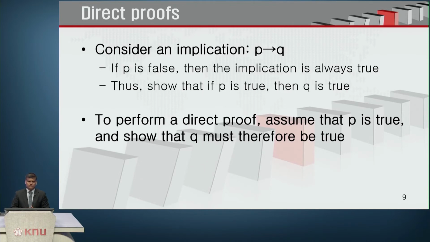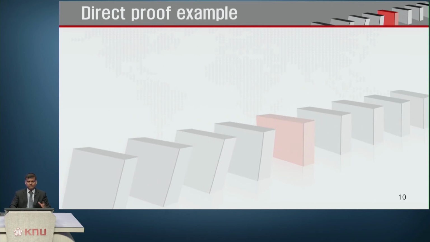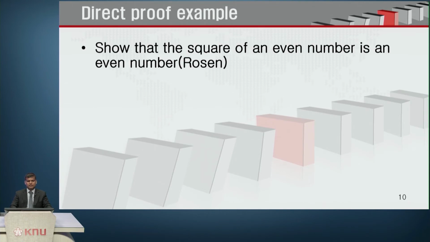Q is true. So to perform a direct proof, assume that P is true, then show that Q must be true. That is the idea behind the direct proof. So let us see this simple example of a direct proof. In this example, let us show that the square of an even number is an even number.